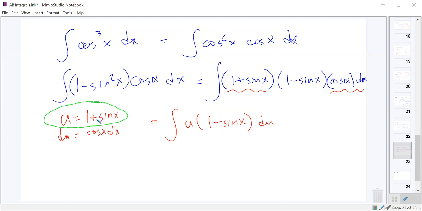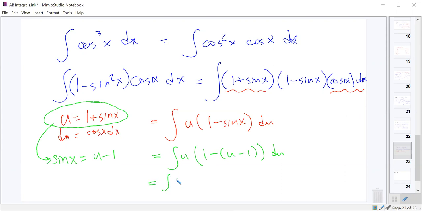So over here, I could determine that sine x is equal to u minus 1, right? You all agree that sine x is equal to u minus 1? Yeah. And so then this ought to become an integral of u times 1 minus u minus 1 du. And now that's all in terms of u.